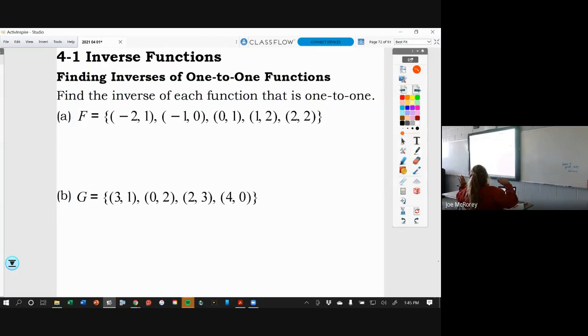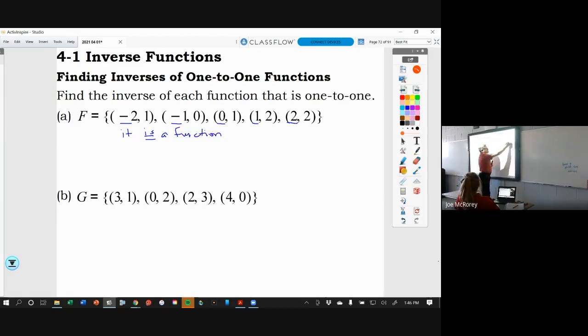Wait, why repeat? Yeah, the y. Wait, what? Confused. So in order for it to be a 1-to-1, there can't be any repeating at all. Well, you know, x can repeat, y can repeat. Okay, so looking at those, do any of those repeat? No. Okay, so it is a function.